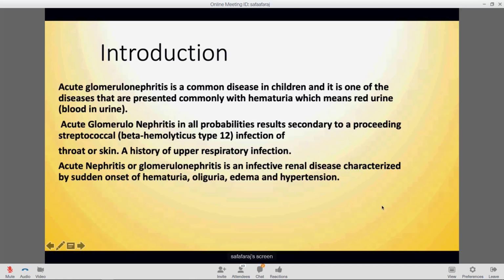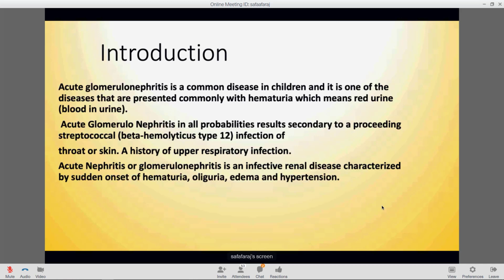Acute glomerulonephritis is a common disease in children, and it is one of the diseases that commonly present with hematuria, which means red color urine, blood in urine. Acute glomerulonephritis in all probability results secondary to a preceding streptococcal beta-hemolytic type 12 infection of the throat or skin. For that reason, most of the patients present with a history of upper respiratory tract infection.